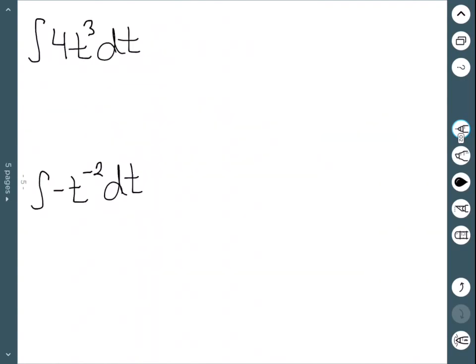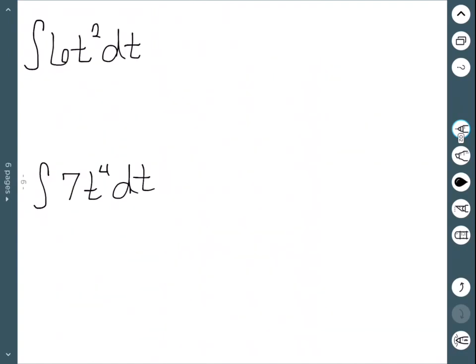A couple of examples using this. Here, we would want to add 1 to the exponent, so 3 plus 1 is 4. And then we divide, and 4 over 4 would be 1. So we just have t to the 4th plus c. For our second example, adding 1, -2 plus 1 is -1. Then we divide the coefficient by -1. -1 divided by -1 is 1, so we just have t to the -1 plus c.